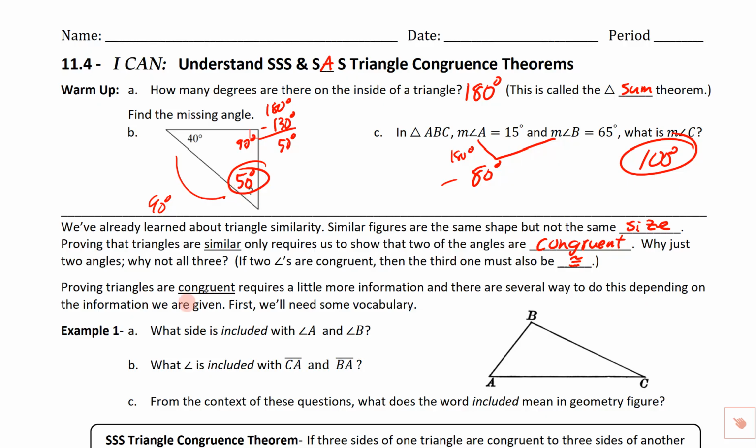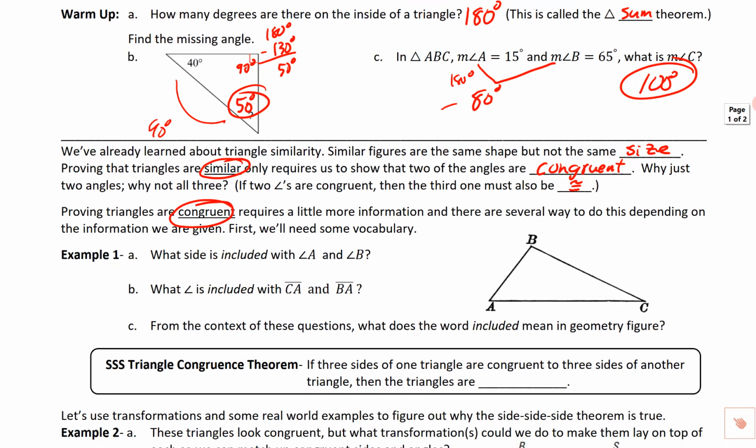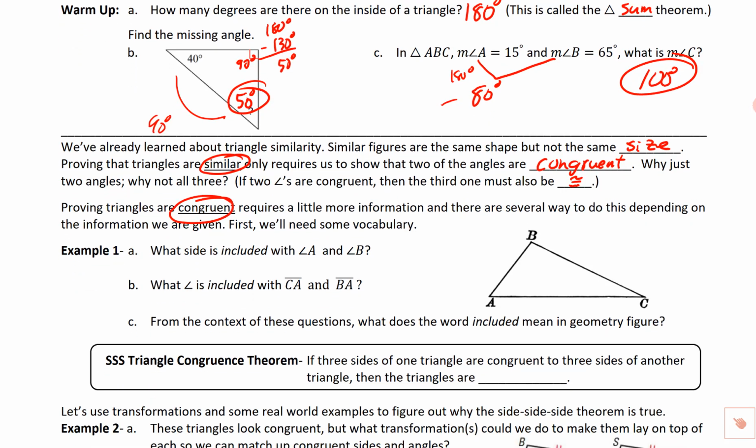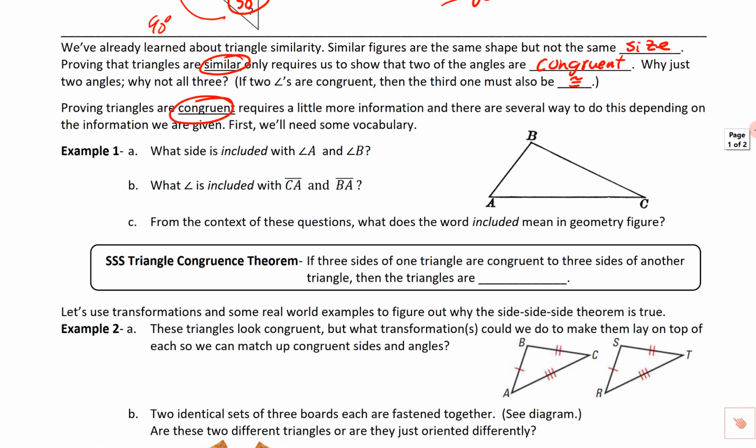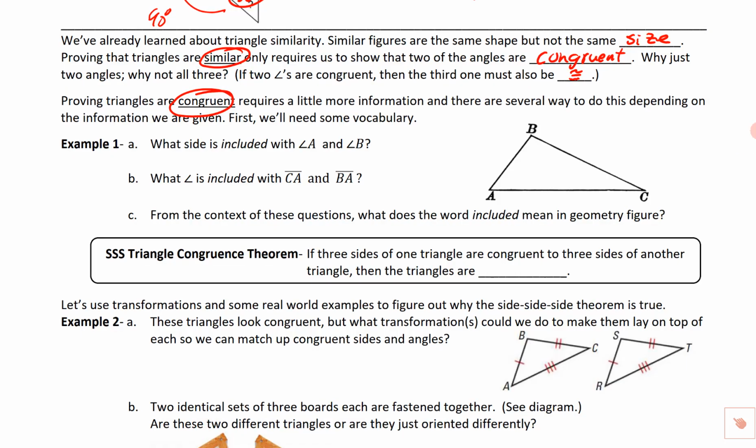Now, proving that triangles are congruent, okay, that's different than proving that triangles are similar. Similarly, we only have to show that the angles are congruent, but when we're talking about congruent triangles, we need a little bit more information, and there are lots of different ways to do this depending on the information that we're given. So the first thing we need to do is figure out some of the vocabulary that we're going to use for this.